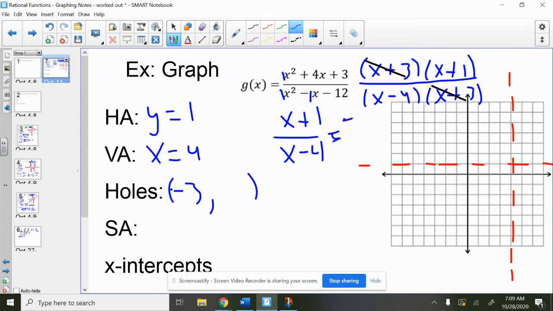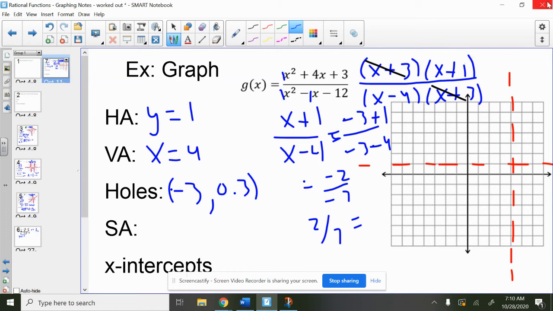-3 here, plus 1, and then -3 minus 4. And so then that would give you a -2 over a -7, which is 2/7, and that's about 0.3. So there's a hole over here at -3. So 1, 2, 3, and then 0.7. And so -1, 2, 3, and then 0.7 is about there. So I'll just draw an open circle there to kind of represent that.